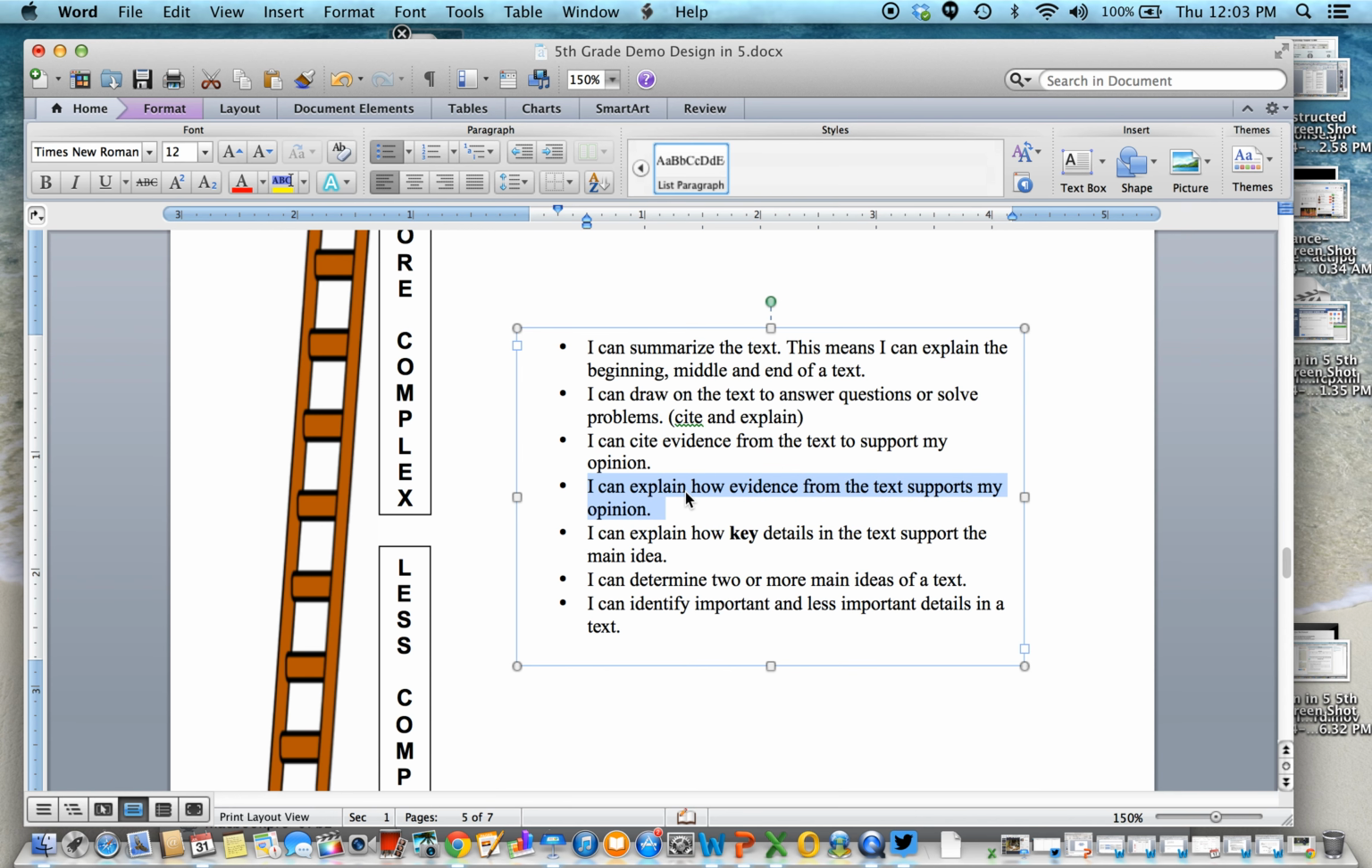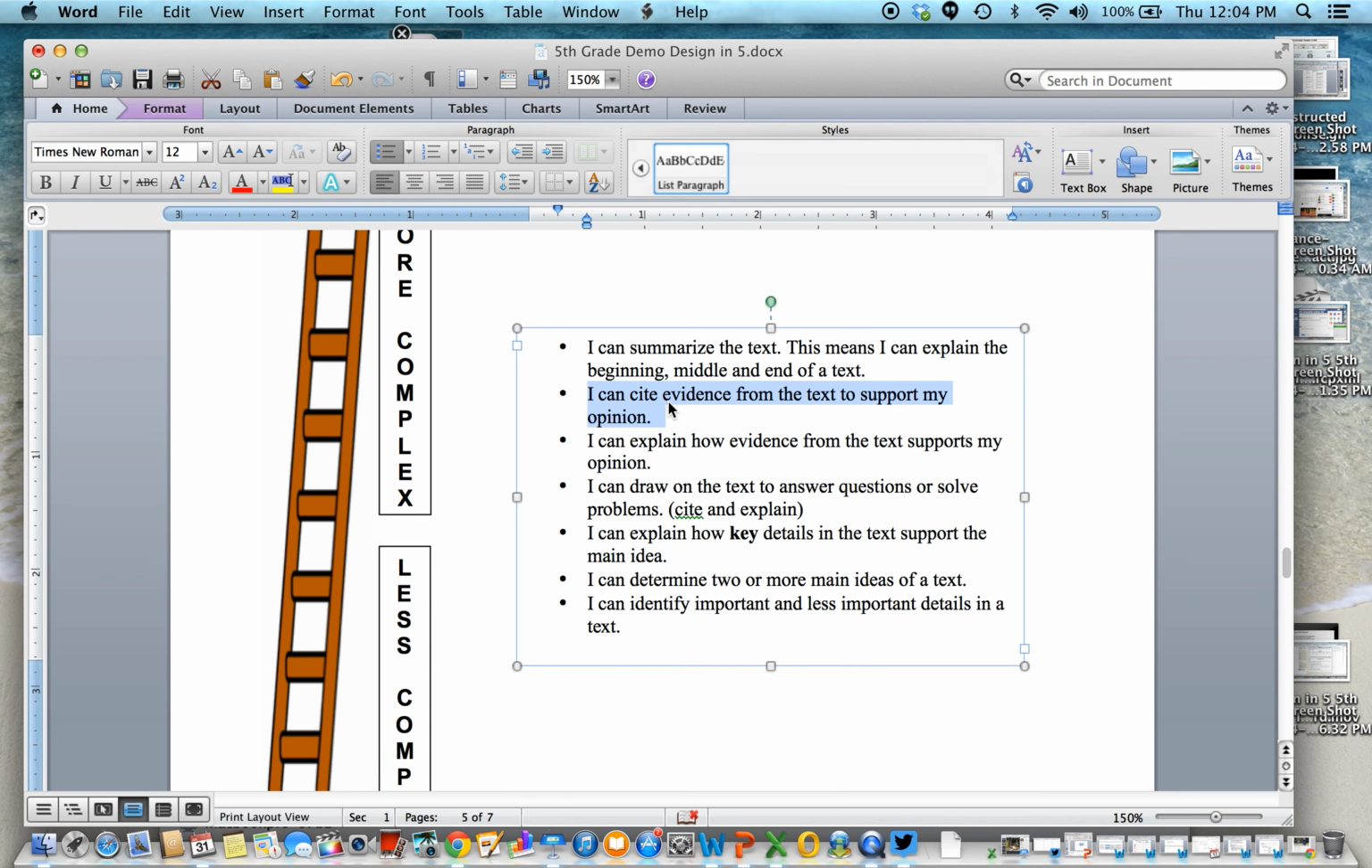Okay, I can explain how evidence from the text supports my opinion. And I can draw on the text to answer questions or solve problems. So I'm actually going to put this right here. So I can explain how, so right in this beginning part, students are trying to determine what the text says. Then they're going to answer questions or solve problems based on the text. So that kind of extends it. And now based on how they answer those questions or respond to it, they're going to have to explain how that supports their thinking about their answer to the problem or the question.